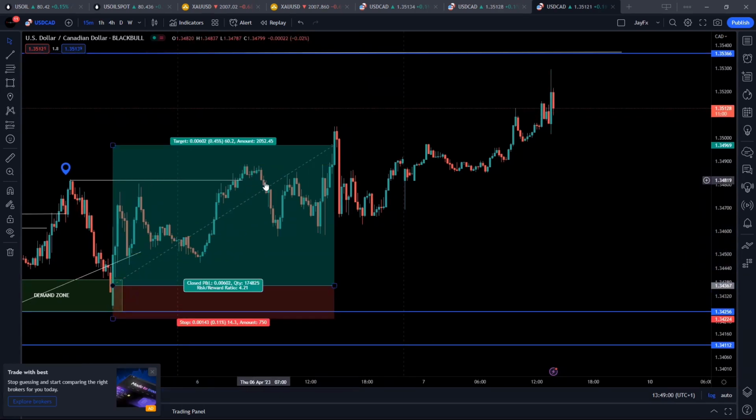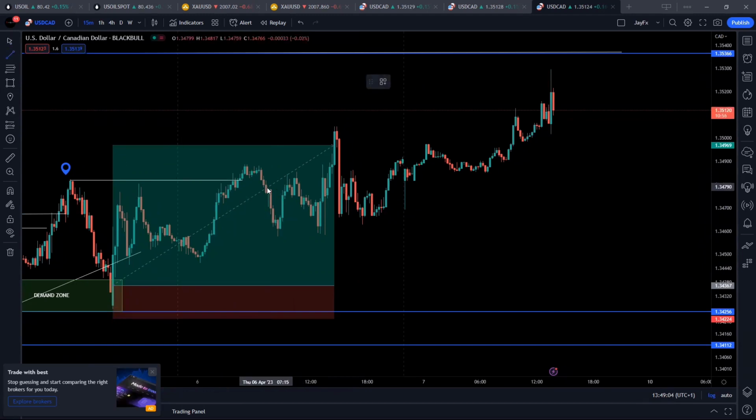So in this place, I'm seeing price making lower low, lower high, lower low, lower high. This place is one key resistance level. This is another key resistance level.